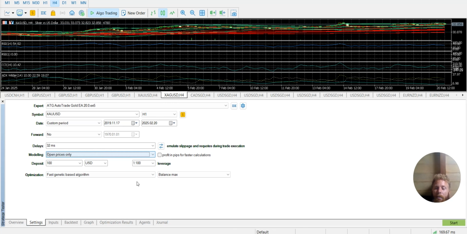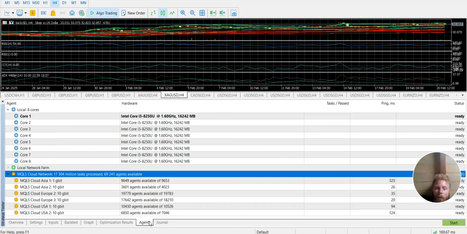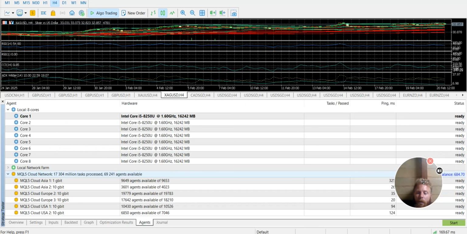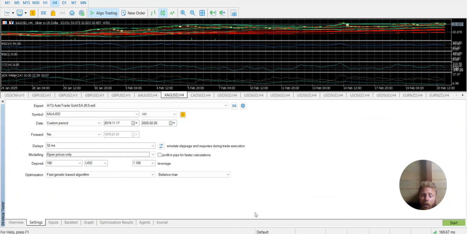And this is my first tip. If you want to use the cloud network, if you are optimizing with every tick data, it is going to cost you a fortune. Like, I was very surprised. I was trying it out because so many of you wrote me about this, and I was so surprised that it is very expensive. Like, even like $50 sometimes.